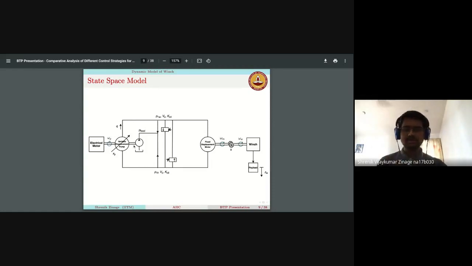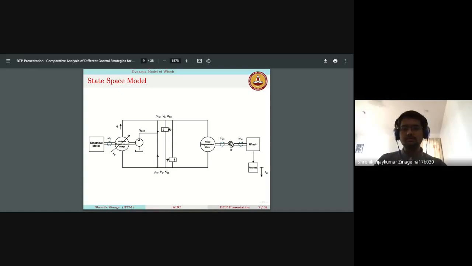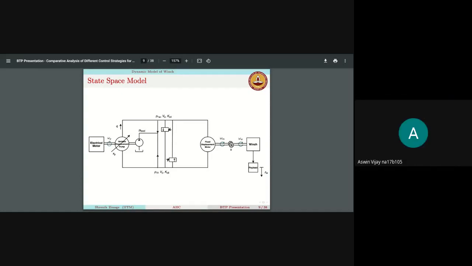So hope you understand. Okay, and I'm assuming that this fixed displacement motor is a very high torque motor, which is controlled by this mechanism, right? Yeah, correct. Okay. Any more questions?